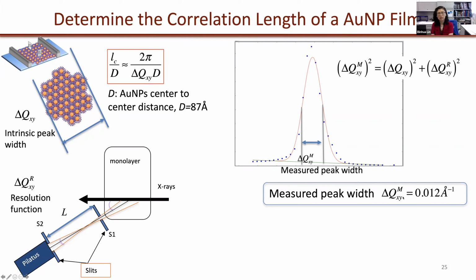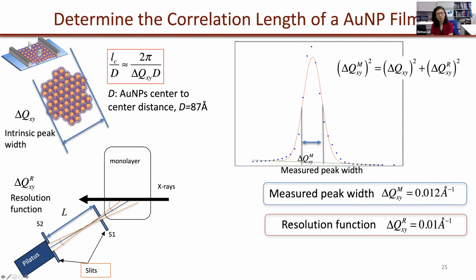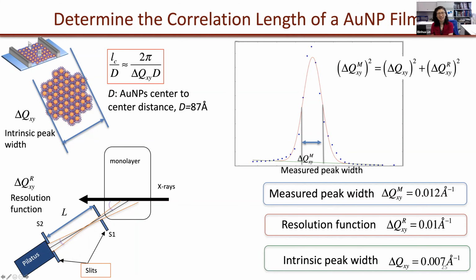at 0.012 angstrom inverse. In the resolution function, this geometry gives you a good approximation for the angular resolution, but it's not exact. The exact calculation is too complicated. Honestly, I don't even know. So I was given this number, put it here, 0.01 angstrom inverse. And now using this equation, we get the intrinsic peak width, that is 0.007. So you substitute that into this equation, you get about 10 gold nanoparticles. That's the island size, the domain size.